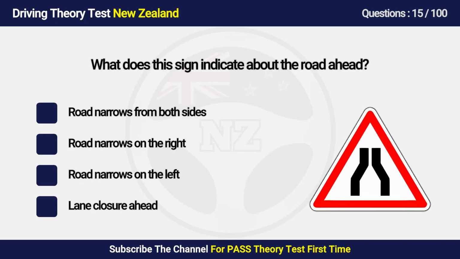Question 15. What does this sign indicate about the road ahead? A. Road narrows from both sides. B. Road narrows on the right. C. Road narrows on the left. D. Lane closure ahead.